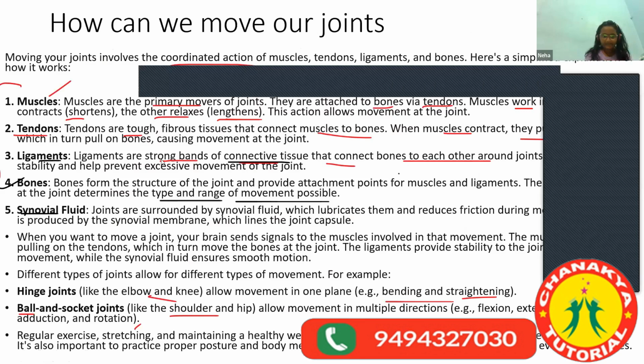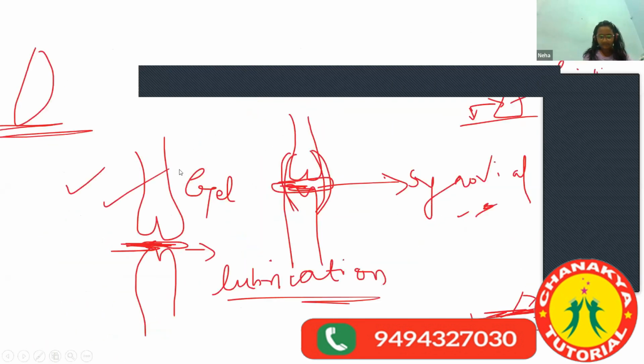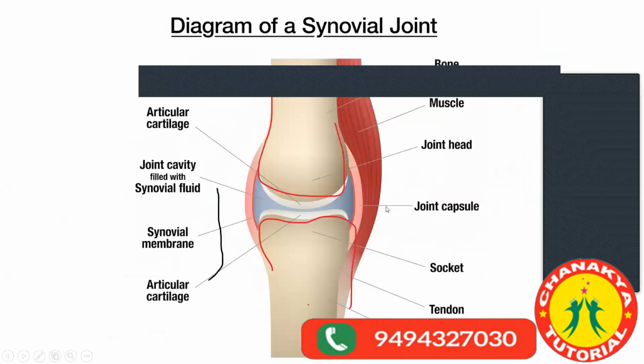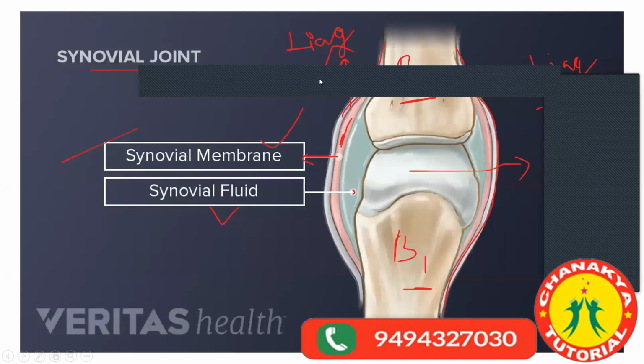And then you will explain this part. Whatever we discussed about the diagrams, all the diagrams you will be explaining, till the synovial joint. Till the synovial joint you will be explaining. Yes, Neha? Okay. Now coming to the next part.